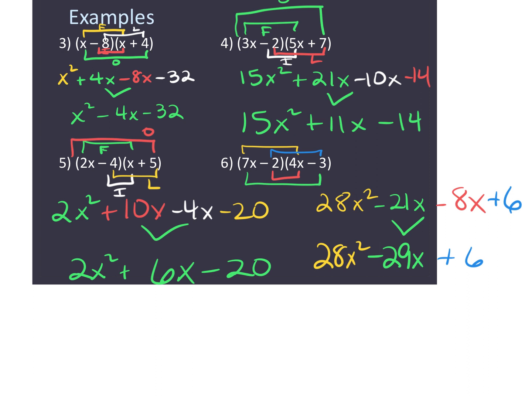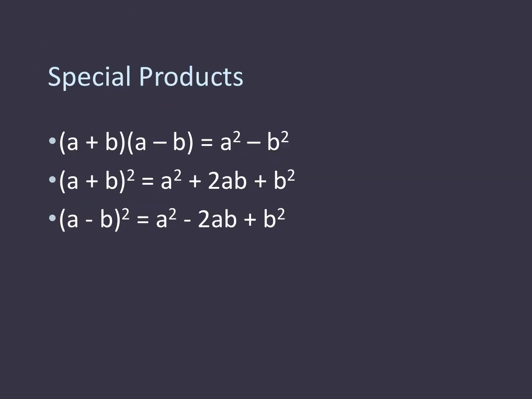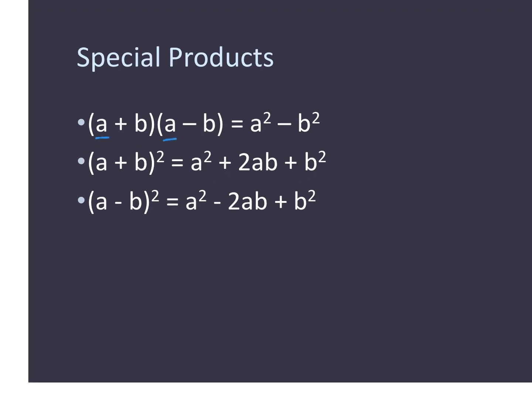Next, we're going to talk about some special products. So for the first one, notice that the letters here, the A and the A are the same, and then the B and the B are the same. What's different is one has an addition, one has a subtraction. Once you FOIL this, it ends up turning into just A squared minus B squared. This answer is actually called the difference of two squares.